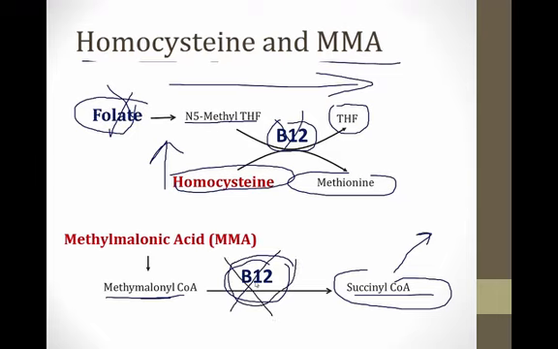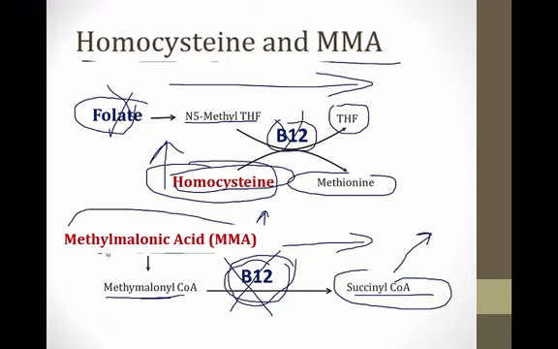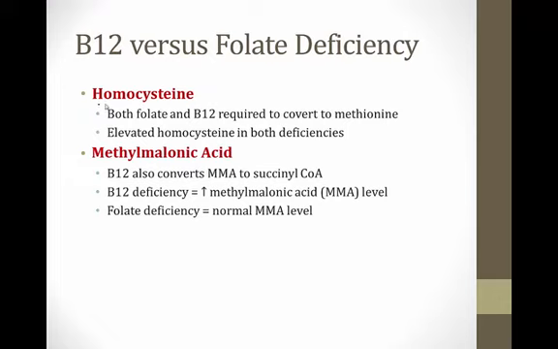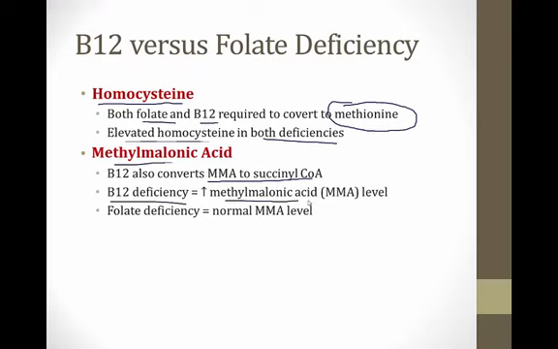So if you are deficient in vitamin B12, your level of methylmalonic acid will become high because B12 can't perform this function. So as you can see from this discussion, when you're deficient in either folate or B12, your homocysteine level will get high, but only in a B12 deficiency will the level of methylmalonic acid become high. So I've summarized these points on this slide here. For homocysteine, both folate and B12 are required to convert homocysteine to methionine. This means you will see an elevated homocysteine level in both vitamin deficiencies. For methylmalonic acid, B12 converts MMA to succinyl-CoA. So in a B12 deficiency, you see a high MMA level. In a folate deficiency, you see a normal MMA level.